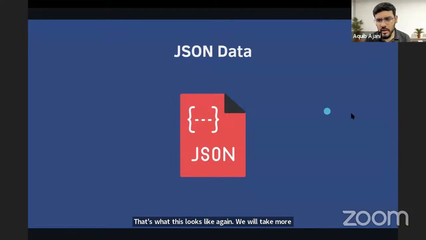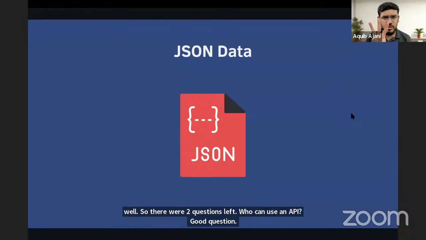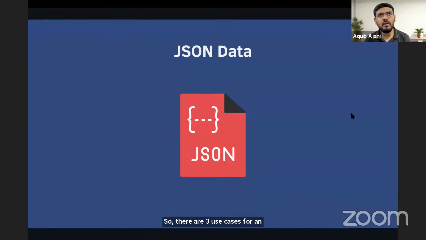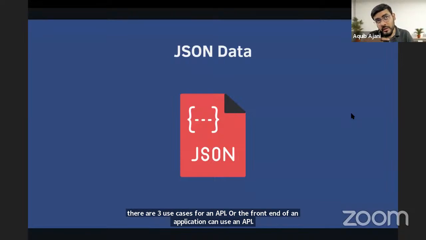All right. Now let me just take the remaining questions as well. So there were two questions left. Who can use an API? Good question. So there are three use cases for an API. Number one, the front end of an application can use an API to interact with the backend, right? The front end interacts with its own backend.